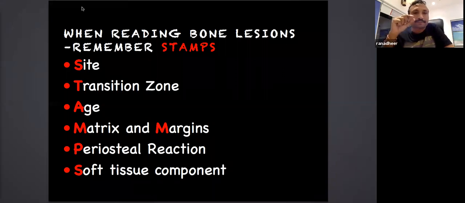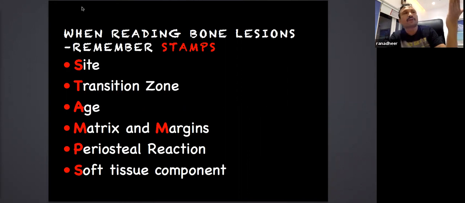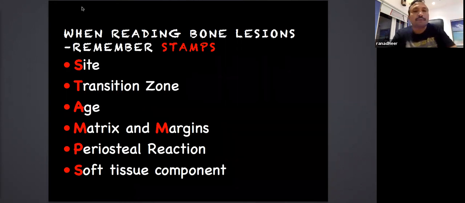Now let us see what STAMPS is. It is S for site, T for transition zone, A for age, M for matrix and margins, P for periosteal reaction, and S for soft tissue component. So whenever you are reading a bone lesion on a radiograph, please remember these six: site, transition zone, age, matrix, periosteal reaction, and soft tissue component.